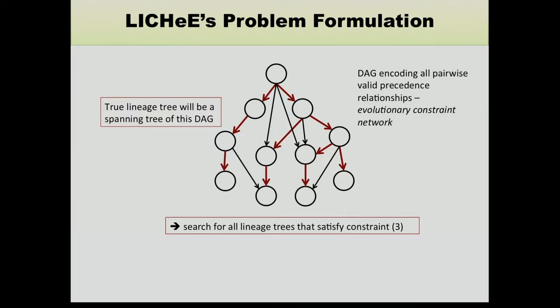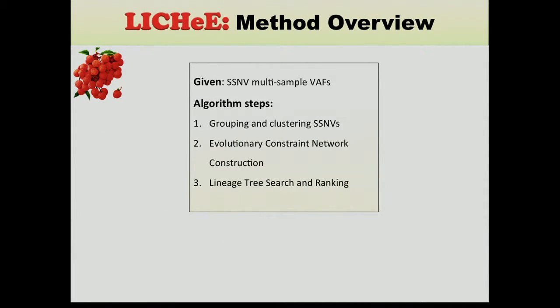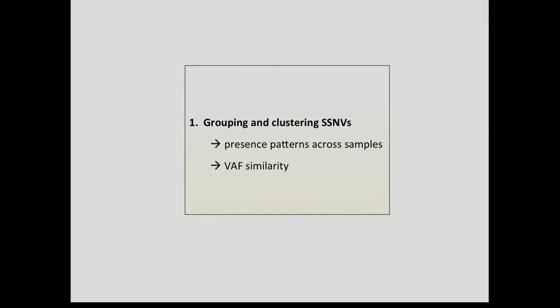So this is the main formulation. And now I'll go very quickly to the main steps of the method. The first step is, how do we construct the nodes? How do we group SNVs by presence pattern and frequency, such that we assume that SNVs grouped together indeed have the same fraction of cells that contain them in the sample. The second step is to construct the network given our groups of SNVs. The final step is to find all the lineage trees in this network that satisfy the third constraint. So very quickly, how to group and cluster.